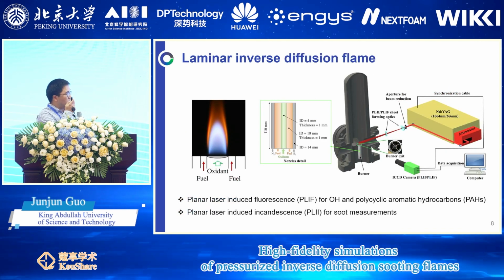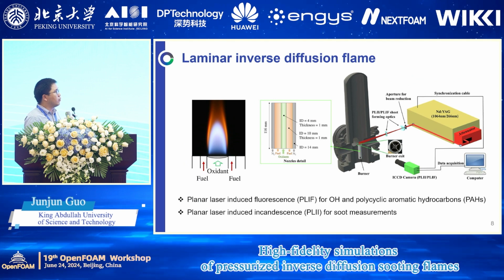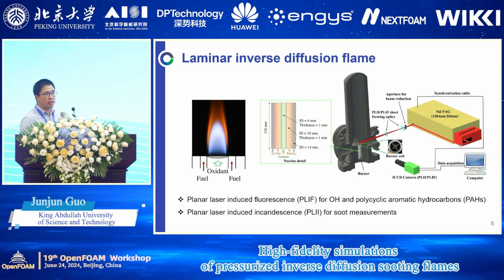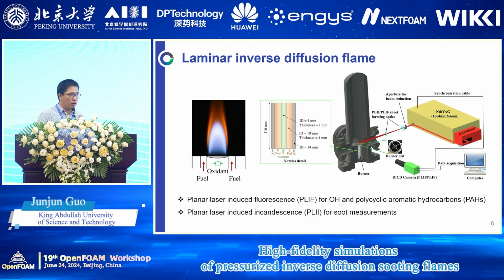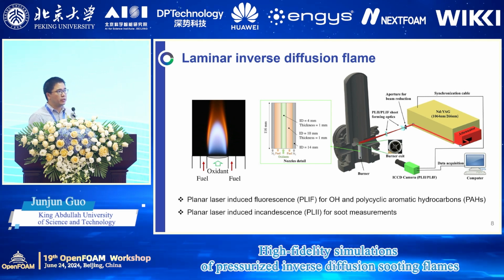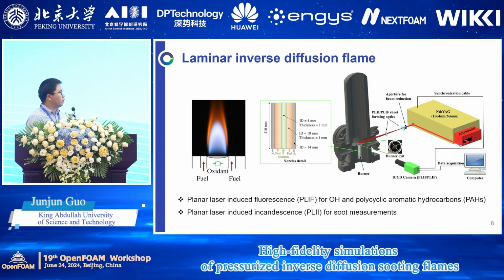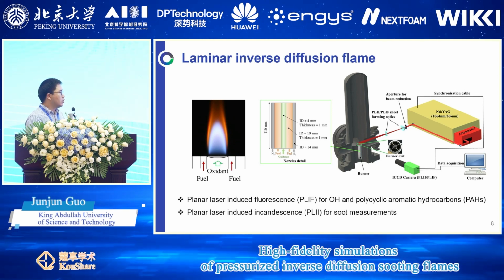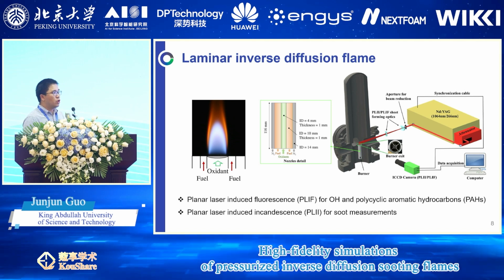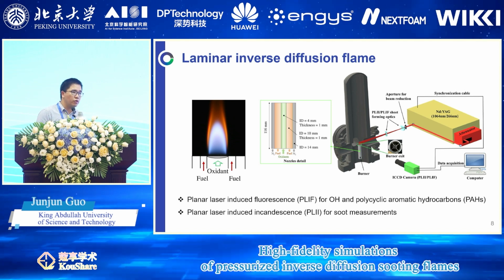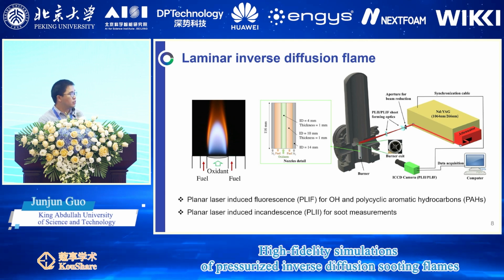So in KAUST, we have some in-house experiments. Firstly, we focus on the laminar case because this flame is easy to control, and we can get as much experimental data as possible for validation. This is the inverse co-flow flame burner. We provide oxygen in the center, surrounded by the fuel. In this study, the fuel is methane, which is used to represent natural gas.